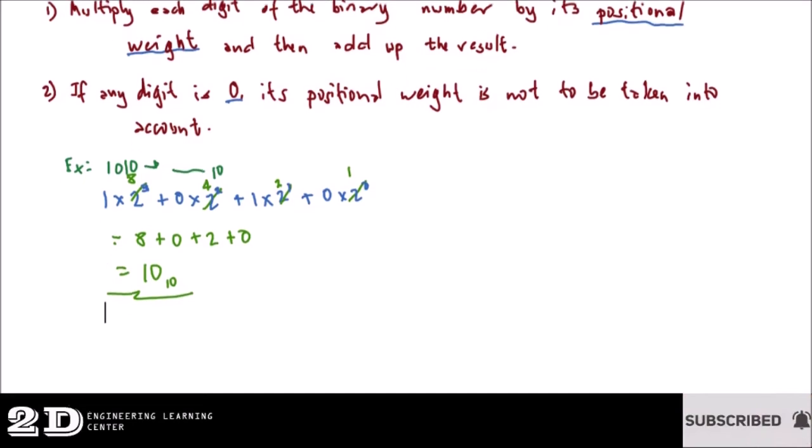So let's have another example. We have here 11101011. Using step 1, we will be multiplying each digit by its positional weight. Let's count first how many digits there are: 1, 2, 3, 4, 5, 6, 7, 8. So this is 8 digits. Because we consider the first as positional weight 0, our highest positional weight will be 7.